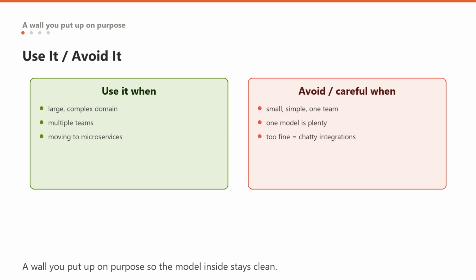And beware the two failure modes. Boundaries too coarse, and you keep the tangled shared model. Too fine, and every action spans 5 contexts. Said simply, a bounded context is a wall you put up on purpose so that inside it, everyone speaks one language and the model stays clean. Explain the online store. One product in catalog, a different product in ordering, and you've shown you truly get it.